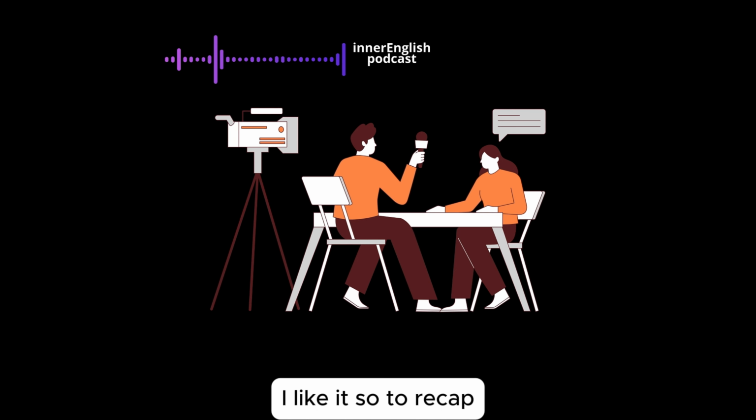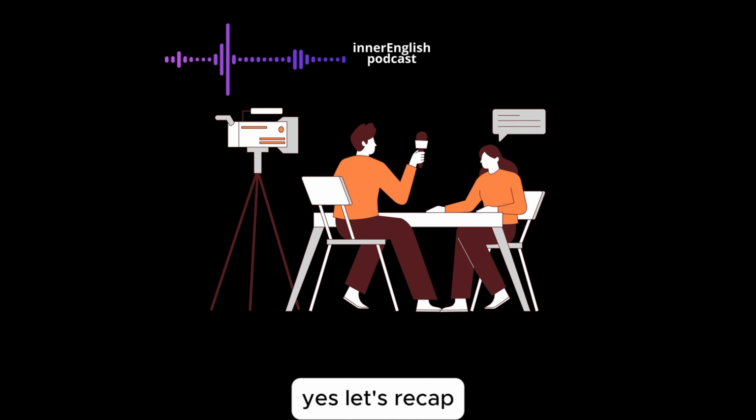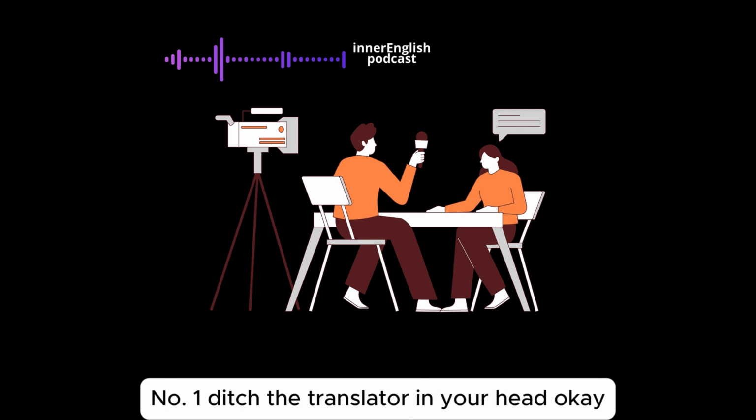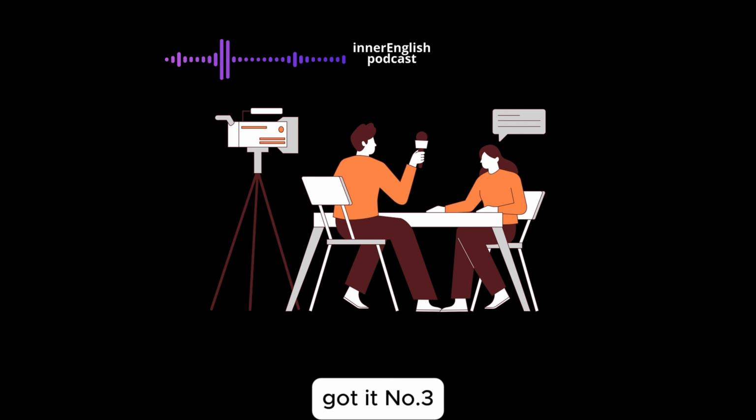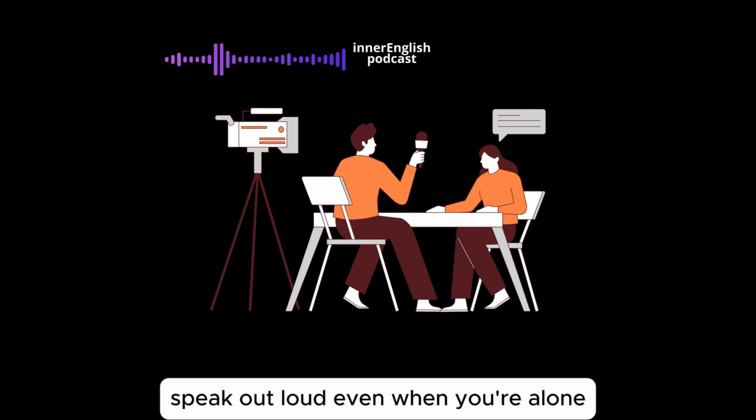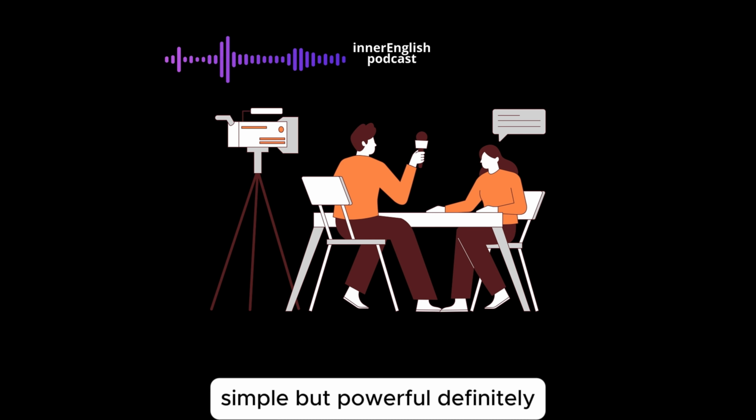I like it. So, to recap our 4 key strategies for thinking in English. Number 1, ditch the translator in your head. Number 2, immerse yourself in the language. Number 3, speak out loud even when you're alone. And number 4, create those mental associations. Simple, but powerful.